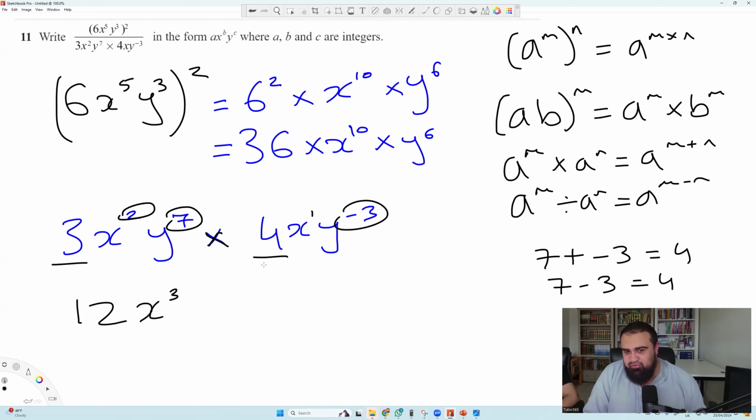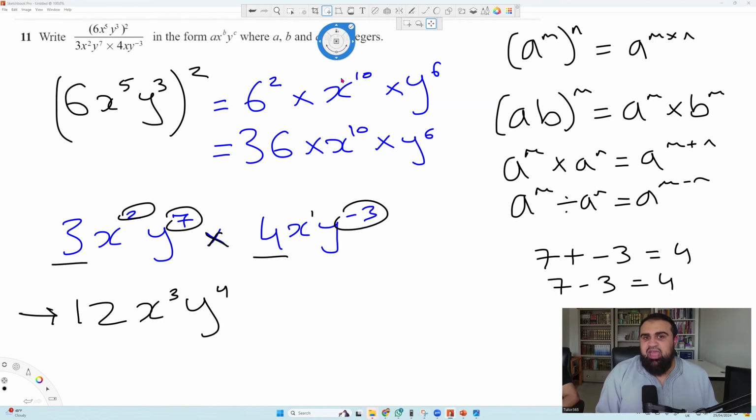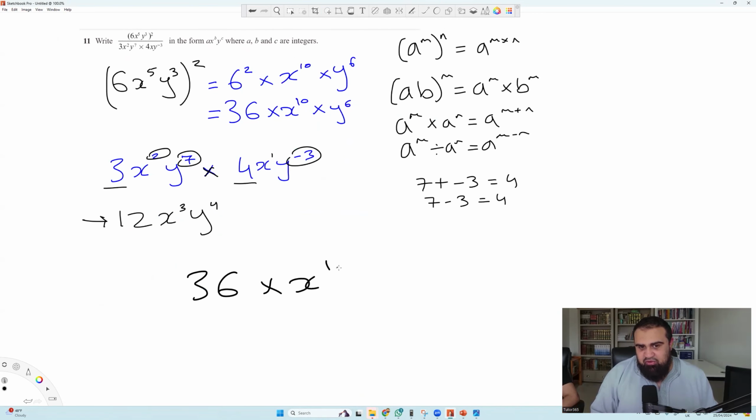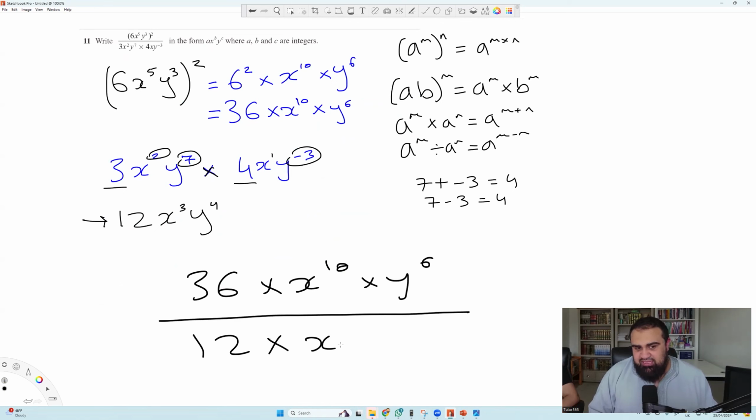7 minus 3 equals 4. All right? And now what do I do? So I've got y to the power of 4 now. So that's the new denominator. So if I bring everything together, what I have essentially is 36 times x to the power of 10 times y to the power of 6. That's the new numerator. We've simplified it. And the denominator is 12 times x to the power of 3 times y to the power of 4.